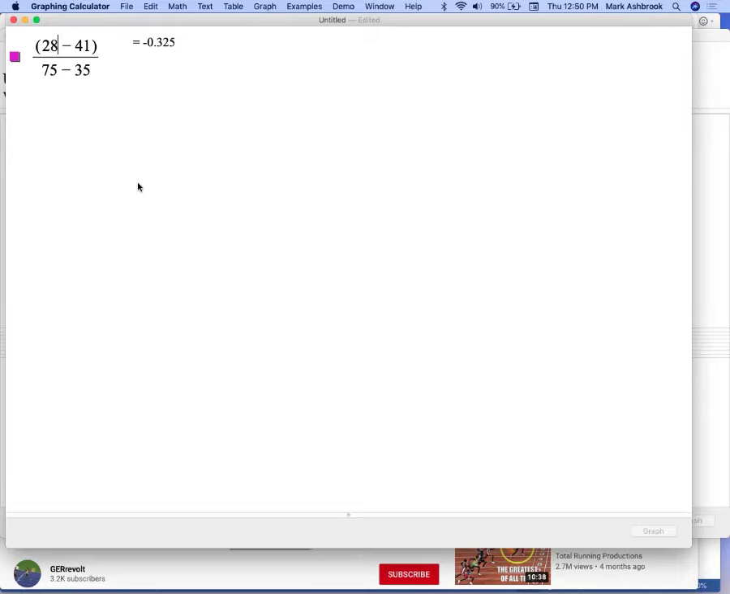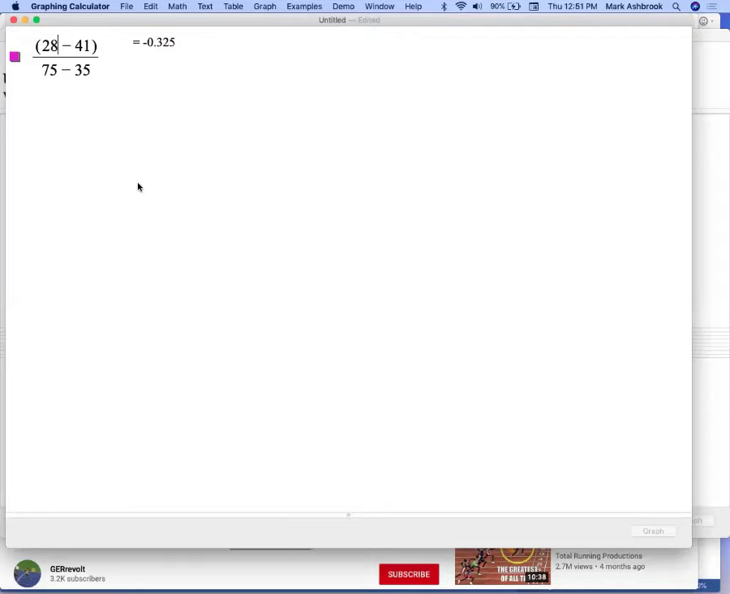And it's negative 0.325. And so notice, in GC, and I just want to show you a few little things about it today, but next week we'll really start digging into learning about GC. But it's basically a calculator. You put the mathematics in, it interprets and gives you something back. Now, in this case, it's giving us back a value for a numerical expression.